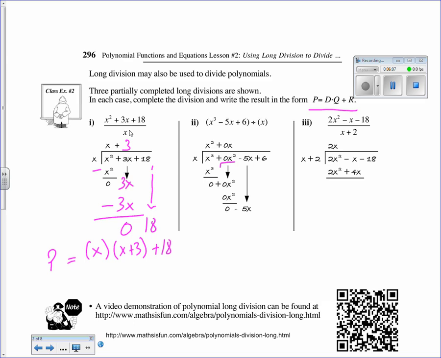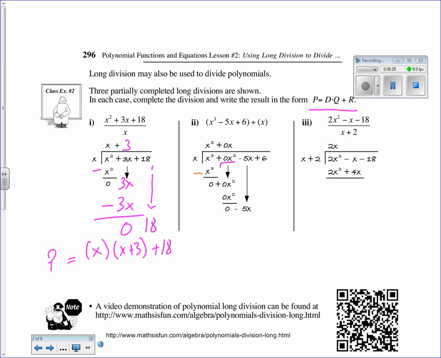And I'm dividing by x again. So x squared times x is x cubed. Subtracting that left me with 0. I don't need an x squared term. So 0x times x is 0x squared. That 0 is going to eventually disappear.